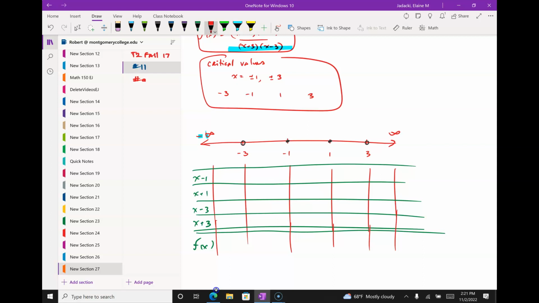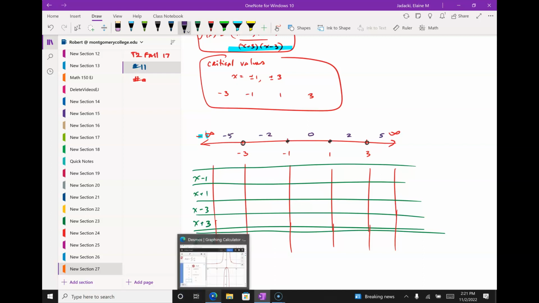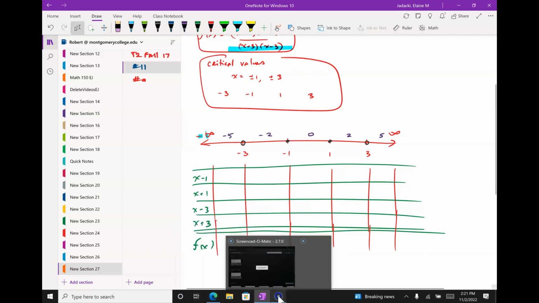Now, what am I doing? I'm picking test values, left of, right of, and in between all my criticals. So, for example, -5 is fine. How about -2? How about 0? How about 2? How about 5? I do like to be symmetrical about it if I can. Sometimes I can't. Anywhere left of, right of, and in between.